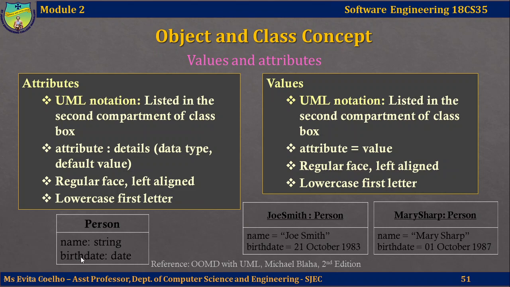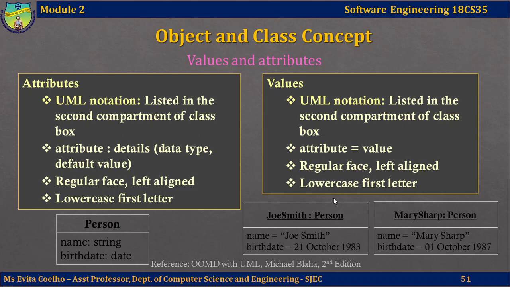So name and birth date, I write them as is. And here, instead of the colon, I am going to put an equal to sign and specify the actual value. So here, the name of the Joe Smith object is Joe Smith. The birth date of Joe Smith is 21 October 1983.